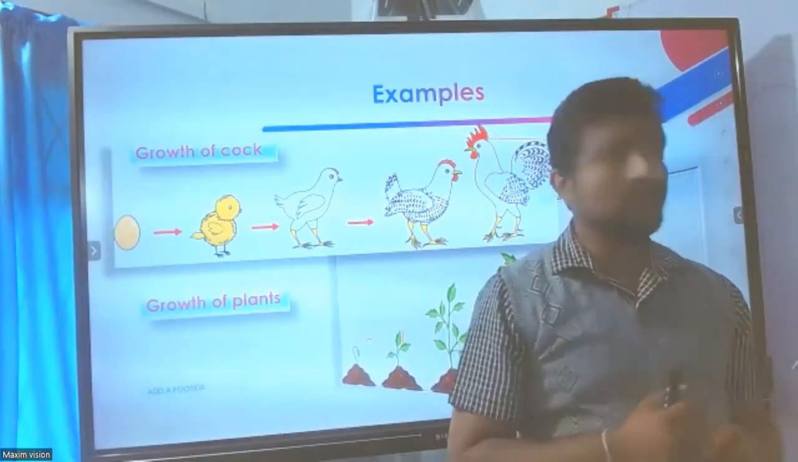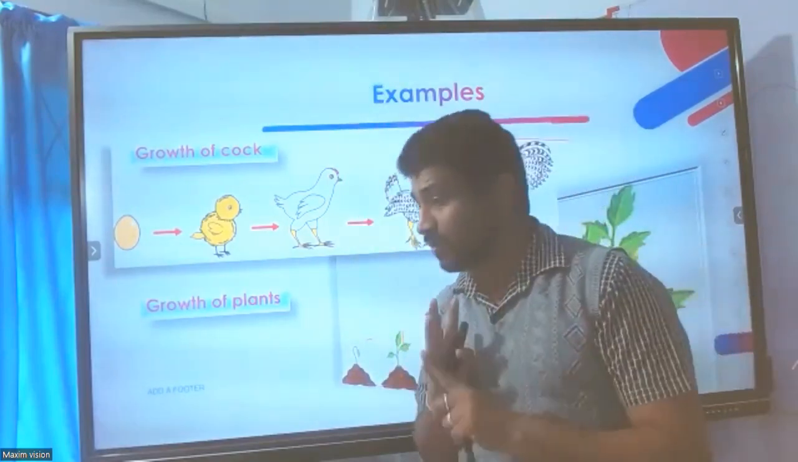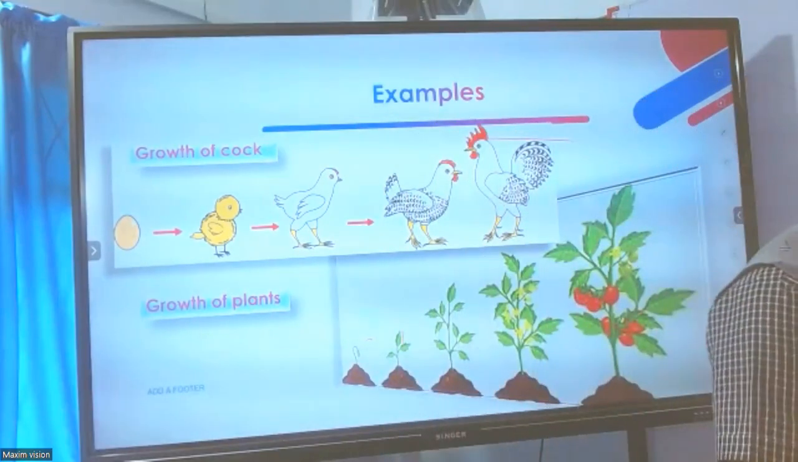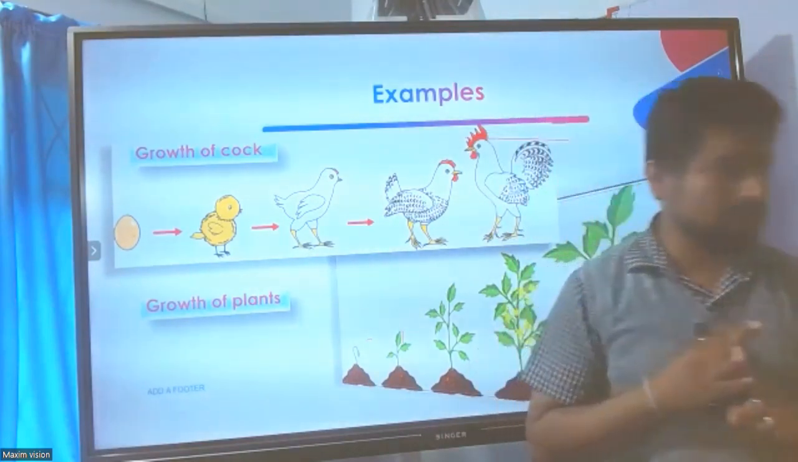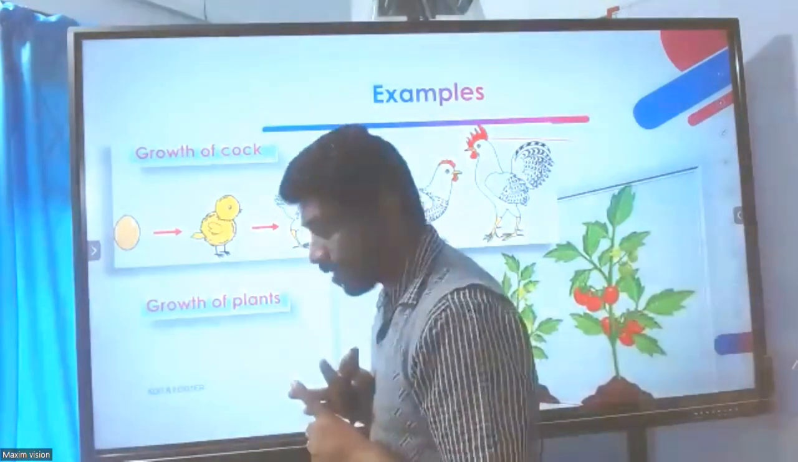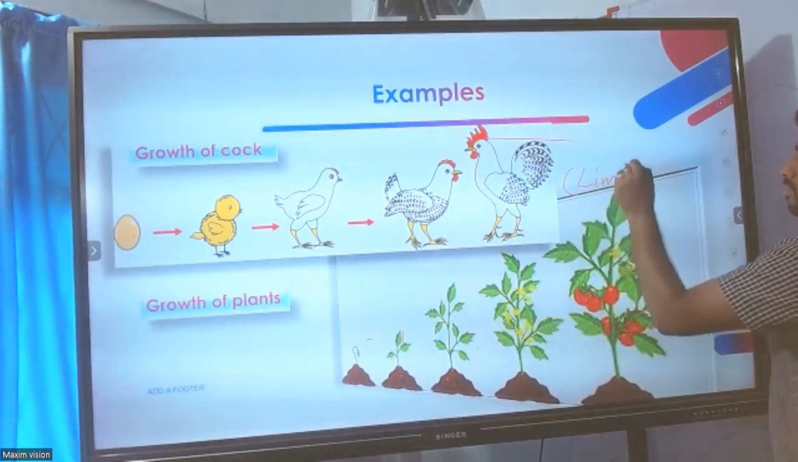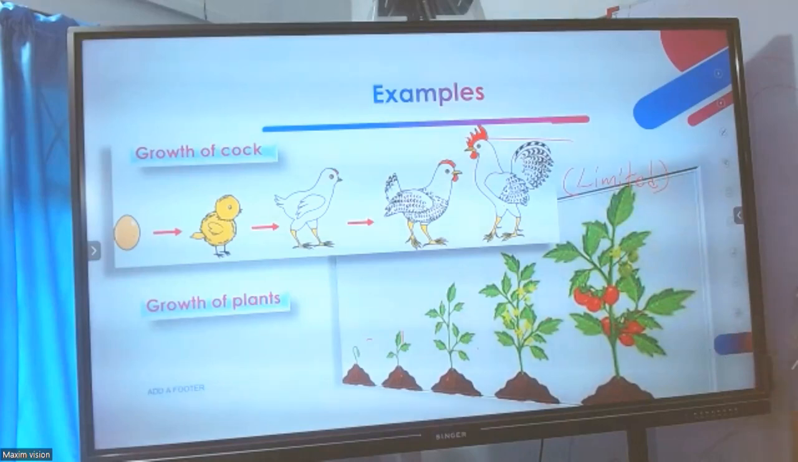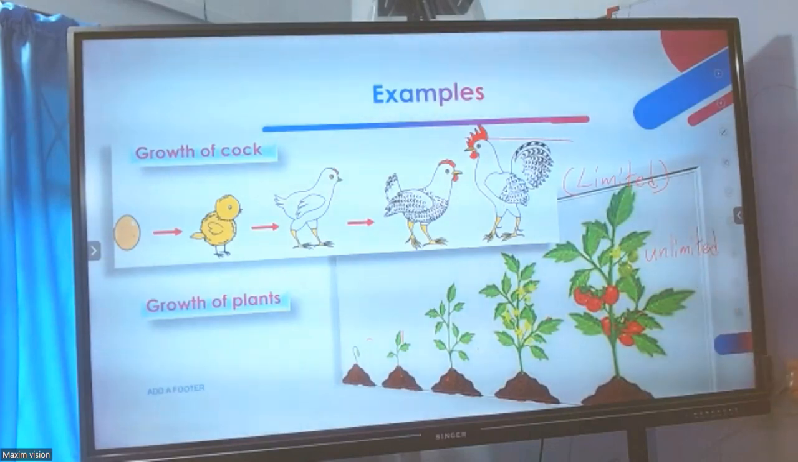Their growth is unlimited. Every day, during their lifetime, they are growing. So that's the difference between plants and animals. One difference. What is it? Animal growth is limited. Plant growth is unlimited. Did you paste this diagram? Shall we write it here? What is it? Limited. Unlimited. Limited growth.